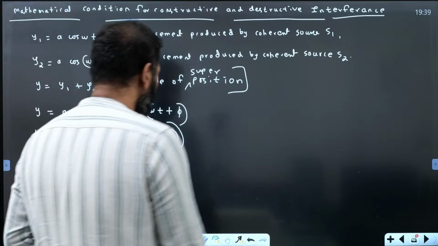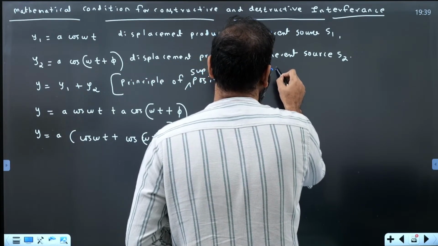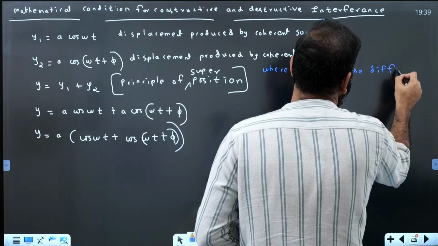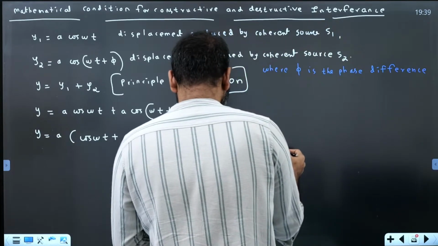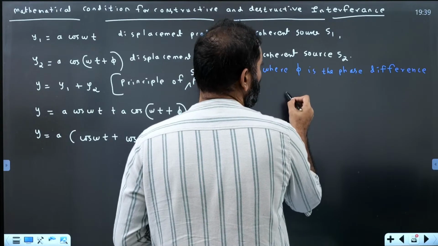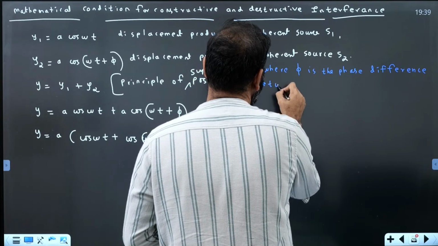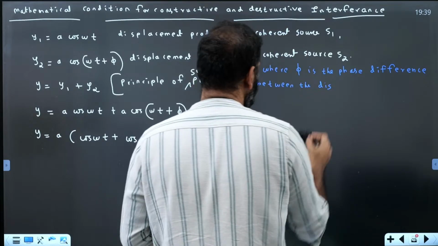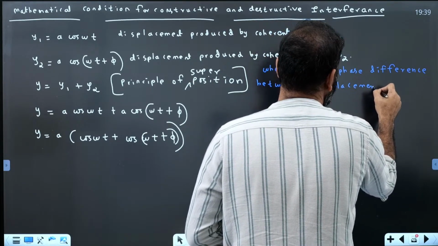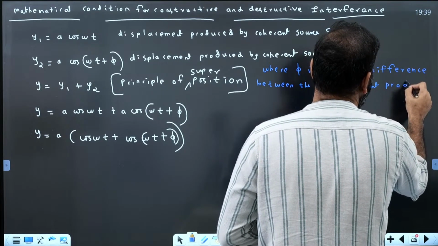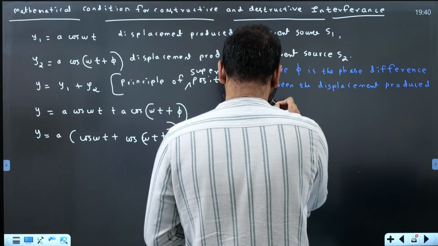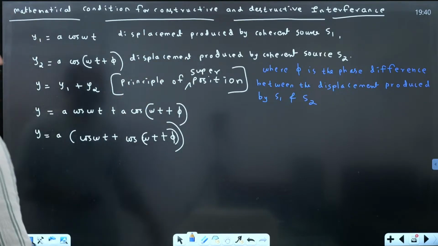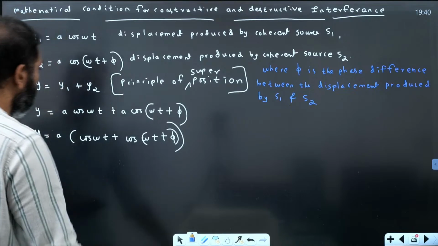Now what is phi? Some of you might be wondering what is phi. Where phi is the phase difference between the displacements produced by S1 and S2. Phi is the phase difference.